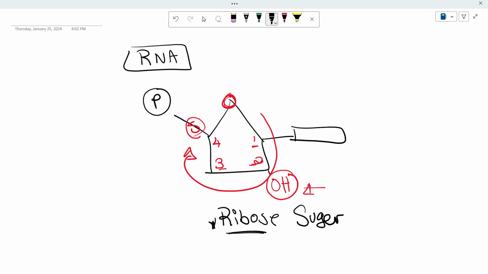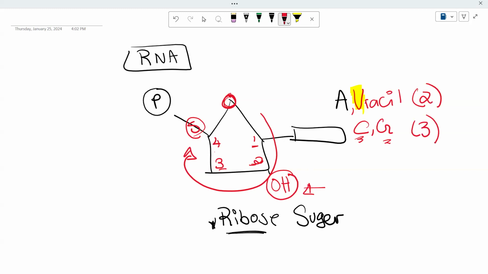Now the bases are also different. We have also one of 4 bases, either adenine, but not bound to thymine, bound to what? Uracil. This is a new base that is only found in RNA. Okay, adenine always binds to the base uracil, and the cytosine always binds to the base guanine. Again, they are bound by hydrogen bonds. A binds with uracil with 2 hydrogen bonds, and the cytosine binds with the guanine with 3 hydrogen bonds. This is the RNA nucleotide. Any questions?